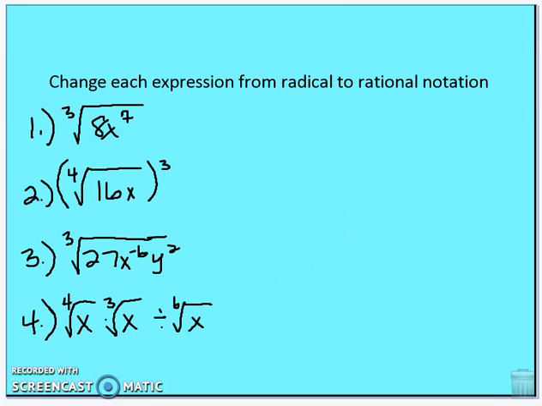All right, so now we're going to go in the other direction. Now we're going to change radical expressions from radical notation to rational notation. I'm going to pause here for a moment.